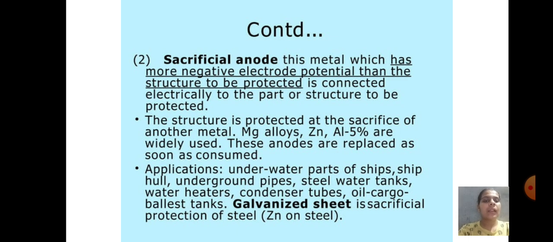Magnesium alloys, zinc, and aluminium 5% are widely used, and these anodes are replaced as soon as consumed. Applications are underwater parts of ships, ship hull, and underground pipes, steel water tanks, water heaters, condenser tubes, oil cargo ballast tanks. Galvanized sheet is sacrificial protection of steel.